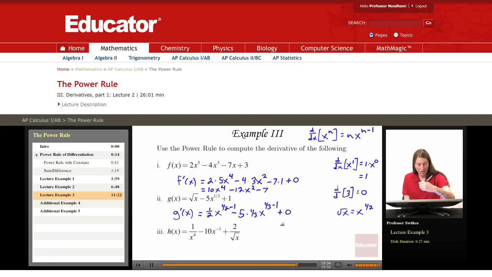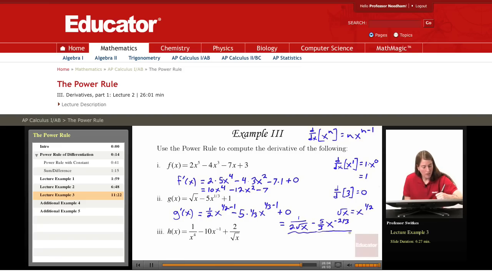And so cleaning up our results a bit, x to the 1/2 minus 1 is x to the negative 1/2. If we want to write that in square root notation, that's a 1 over radical x. So we have 1 over 2 radical x. Then we have a minus 5/3 x to the negative 2/3. And that's our result here. We have a plus 0, which doesn't change anything.